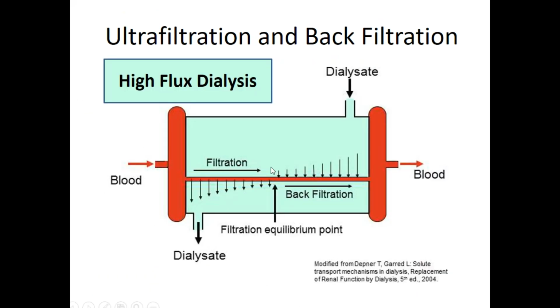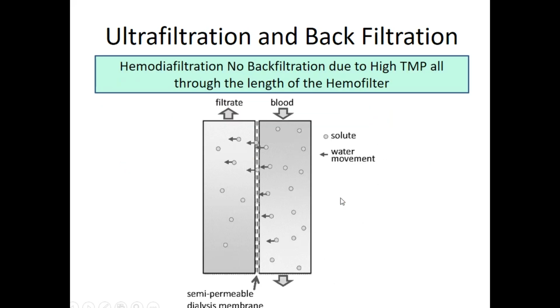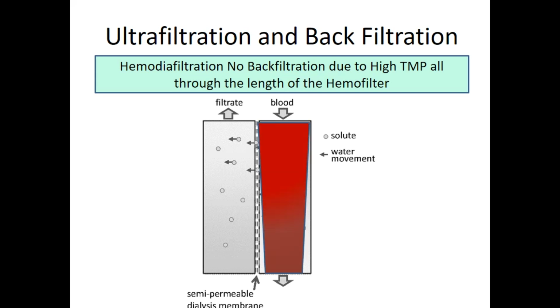In the middle of the dialyzer, there is a filtration equilibrium point where filtration happens in the first part from the blood side towards the dialysate side, subsequently a pressure drop. Higher pressure in the dialysate makes the back filtration. In hemodiafiltration, no back filtration due to high transmembrane pressure all through the length of the hemofilter. So water moves almost from the whole length of the dialyzer.